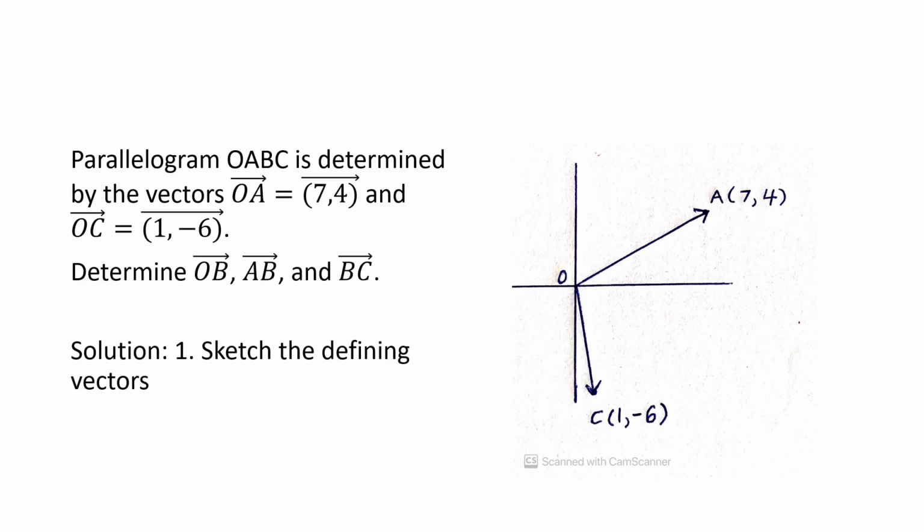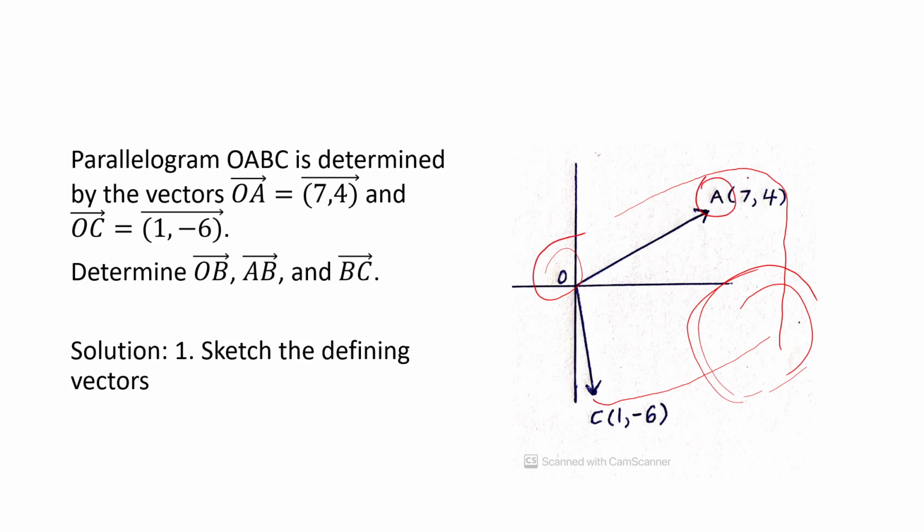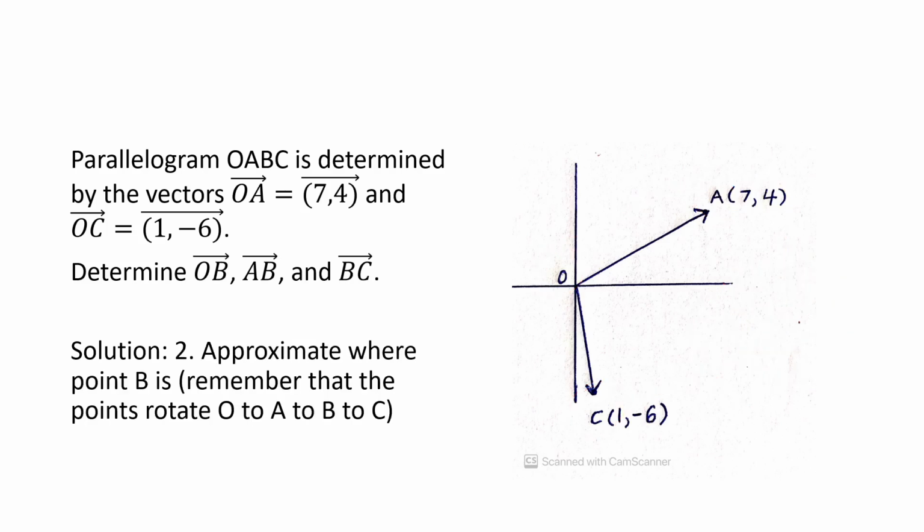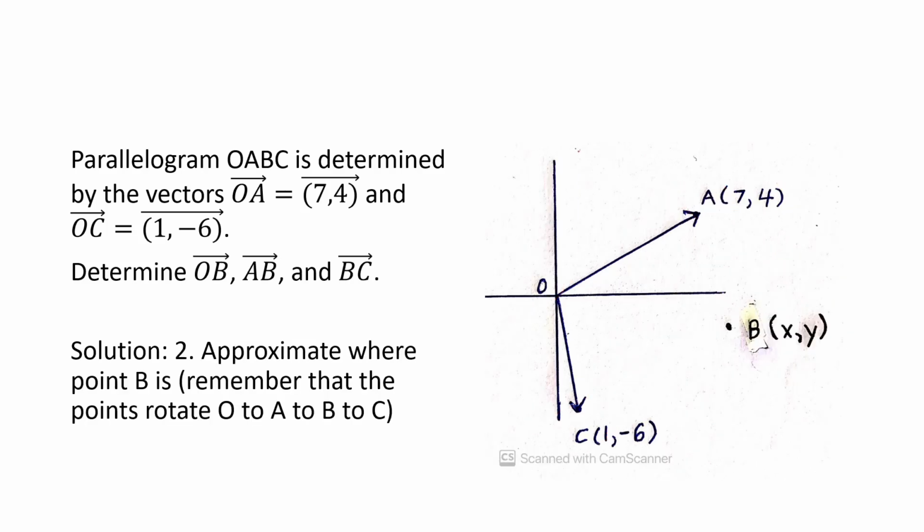Now, if we're considering the parallelogram OABC, we have to go in order from O to A to B to C. So B, just by instinct, is going to be somewhere out in this part of the graph, and then back to C. So it's going to be O, A, B, C. Well, what we're looking for right now are the coordinates of point B. Okay. So B is going to be out here somewhere. Now that's going to be the point x, y.